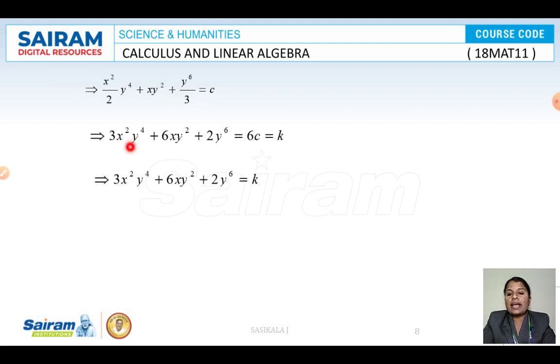If you want, you can simplify by taking the LCM, taking the 6 to the other side. So 3x squared y power 4 plus 6xy squared plus 2y power 6 is equal to k.